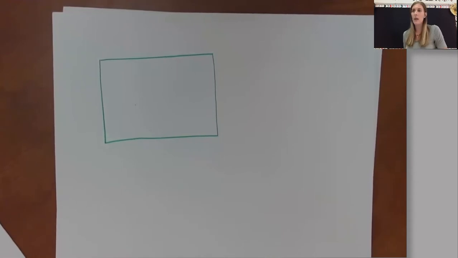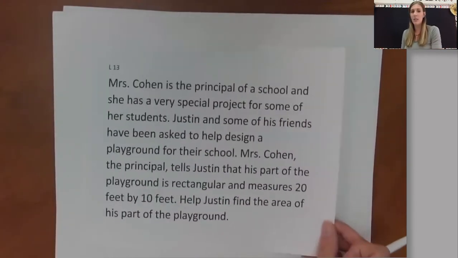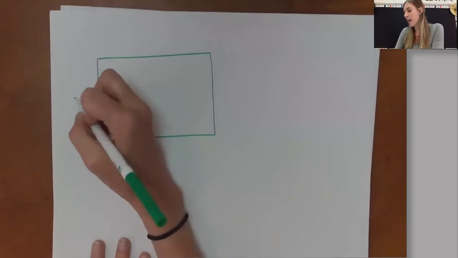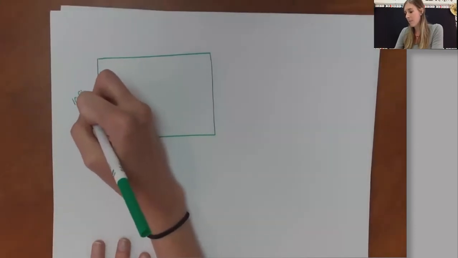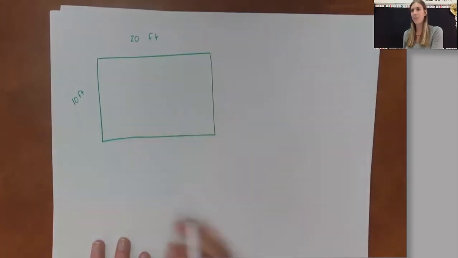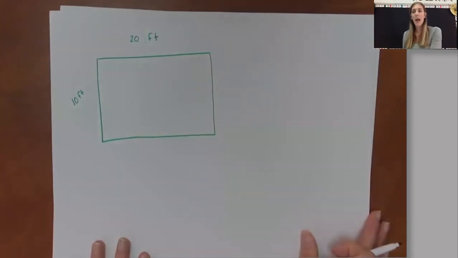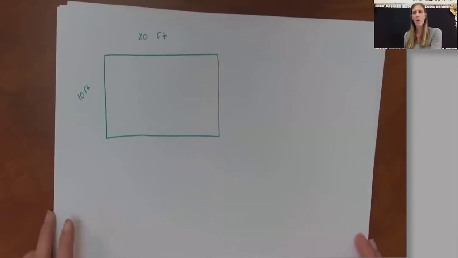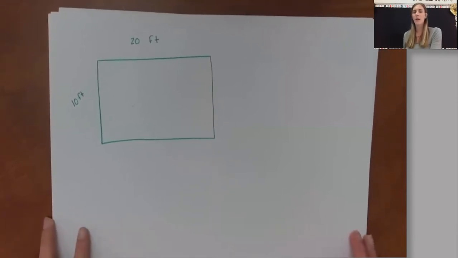So what did the problem tell us the dimensions of Justin's part were? 20 feet by 10 feet. So let's label our dimensions. So let's make his length 10 and let's make his width 20. And what does the problem mean when it asks us to find the area? What is area? Yeah, how much space is covered in the playground?